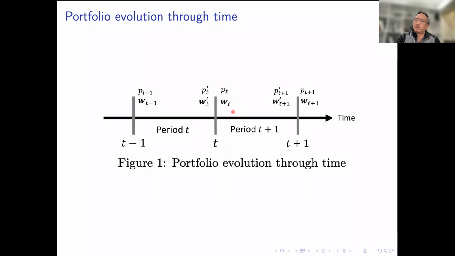Right before the next period, we decide whether or not we're going to rebalance the portfolio. If we rebalance, a transaction cost will be incurred during time T, and the same cycle will be repeated throughout the process.